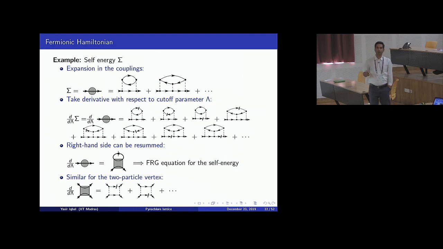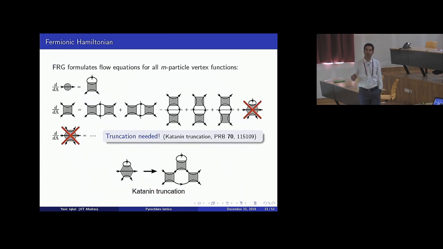Now, the thing is that you can carry out an expansion in the couplings for the self energy, and then you take the derivative with respect to Λ, you get the single scale propagators, and the right hand side can be straightforwardly resummed, and you get the flow equation for the self energy. So the flow equation for the self energy couples to itself and the two particle vertex. A similar scheme you can carry out for the two particle vertex, right, and resum the right hand side, and you land up with a flow equation which couples to the self energy, the two particle vertex, and the three particle vertex, right, and so on and so forth.